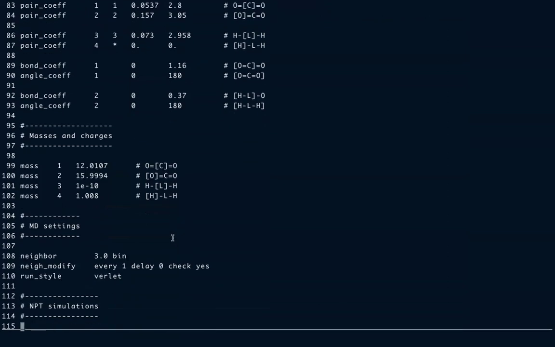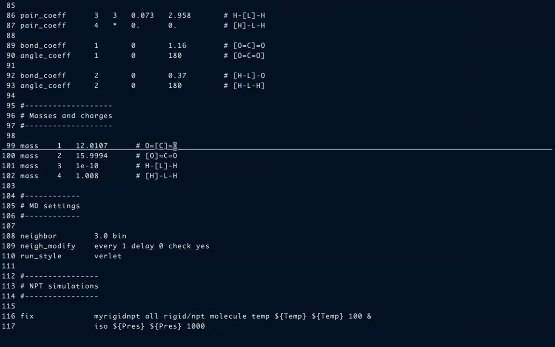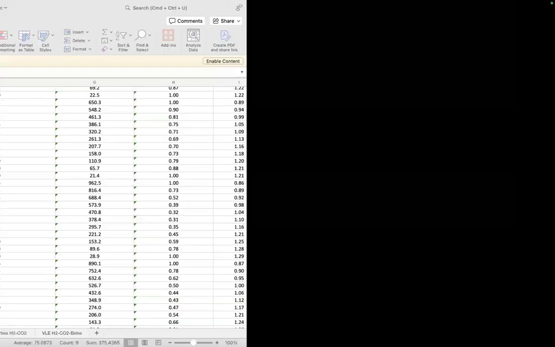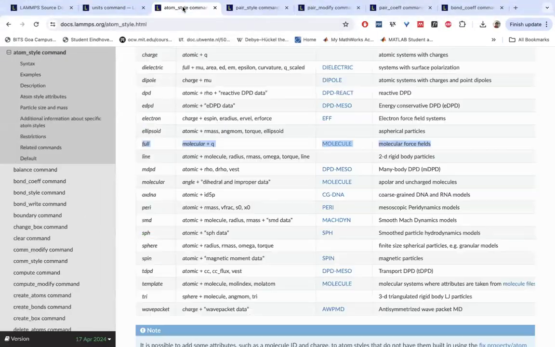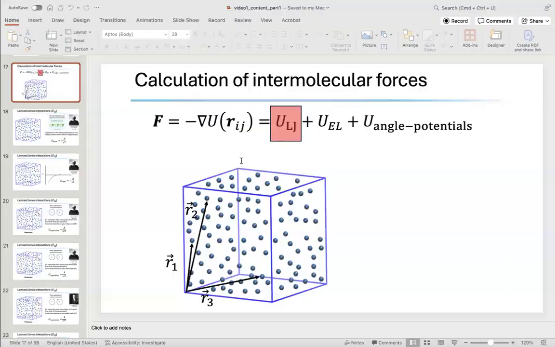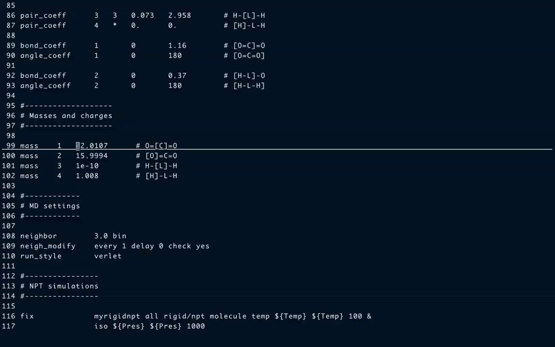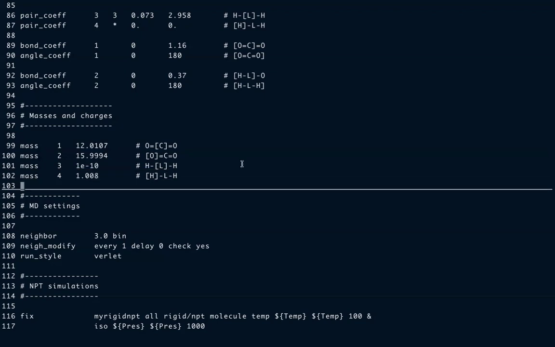All right. Now you specify the masses. Remember that all the masses are specified in units of grams per mole. So if you refer to the real units inside LAMMPS, then you see that mass is expressed in terms of grams per mole. And for carbon, you know that the mass is 12.0107, 15.99994, and so on. And similarly for hydrogen, it's 1.008.